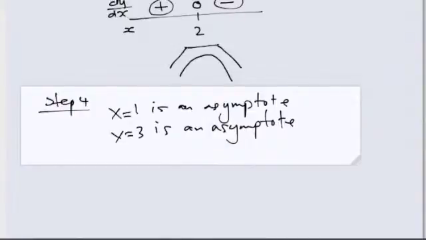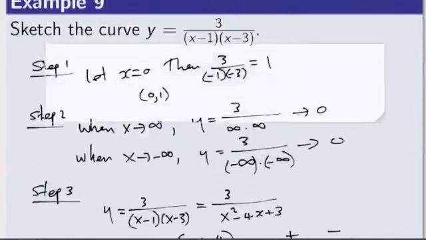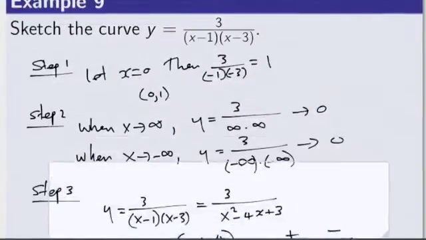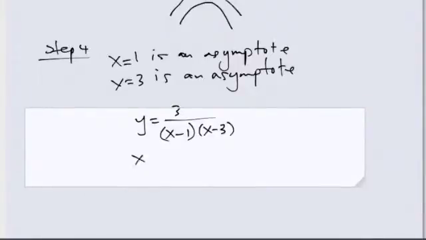So what happens when x is slightly less than 1? Let's rewrite the expression for y. Y is equal to 3 over x minus 1, x minus 3. So when x is slightly less than 1, x is 1 minus epsilon, where epsilon is a small number.